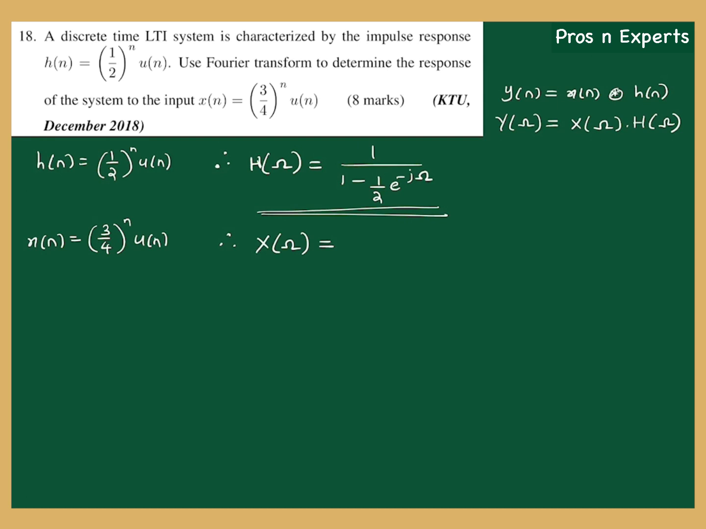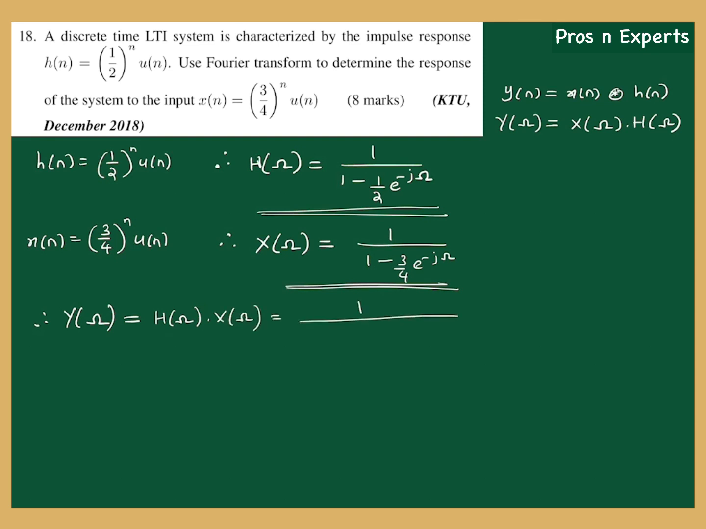So we can use the same property or same standard result, which is 1 by 1 minus 3 by 4 e raised to minus j omega. Okay, so we have in our hand the Fourier transform of the impulse response and the Fourier transform of the input. Therefore, using this convolution property, I can write the transform of the output Y of omega is nothing but H of omega into X of omega, which is equal to 1 by 1 minus half e raised to minus j omega into 1 minus 3 by 4 e raised to minus j omega.